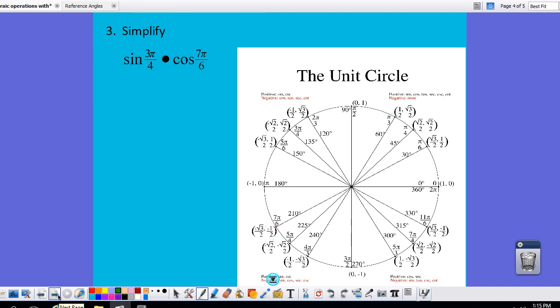All right, this time we're going to multiply 2 things. So we're going to go find sine of 3 pi over 4 in quadrant 2. That's going to be the y value. So I have root 2 over 2 times, and then I need cosine of 7 pi over 6, and cosine is the x value, so negative root 3 over 2. When I multiply radicals, I multiply outsides times outsides, insides times insides. So I'm going to get a negative root 6 over 2 times 2 is 4.